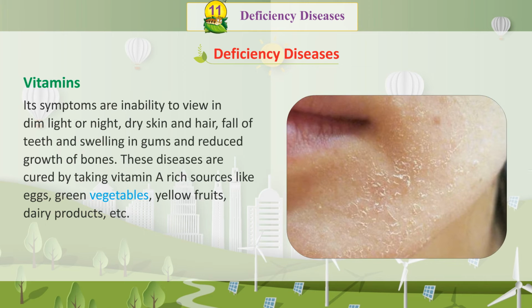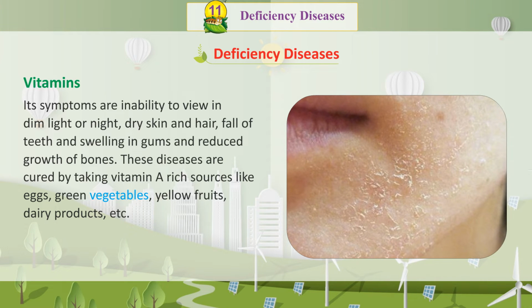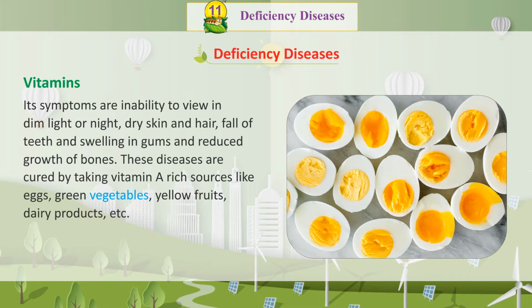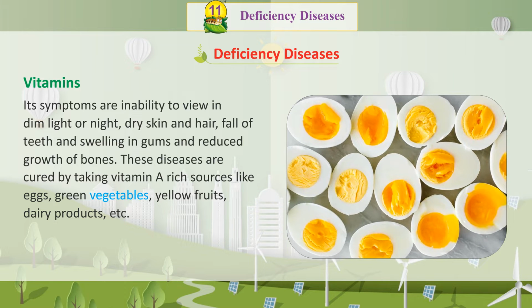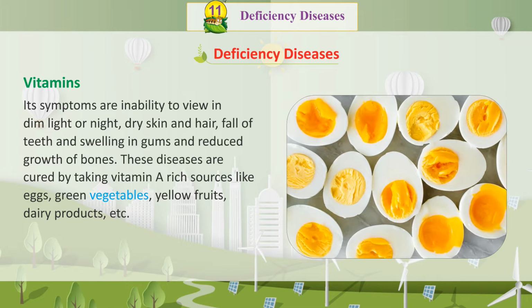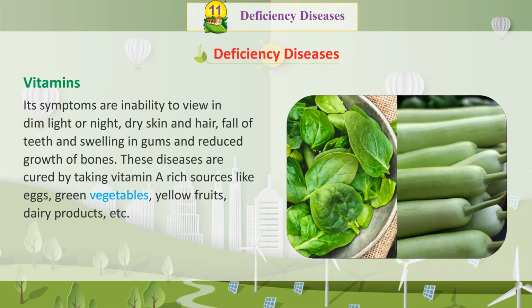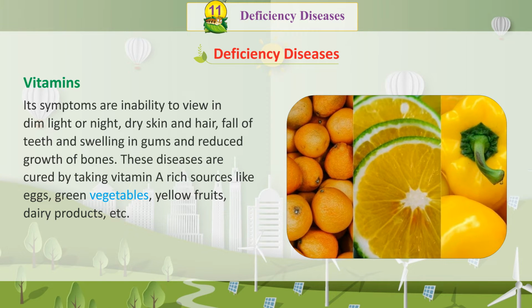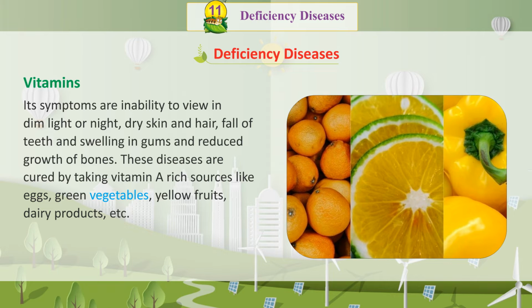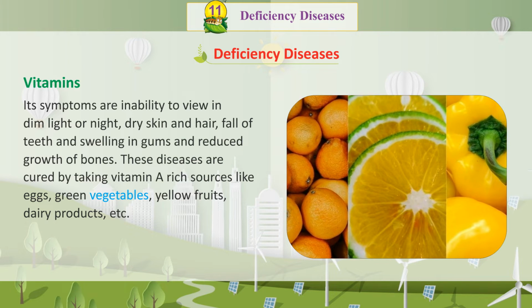Its symptoms are inability to view in dim light or night, dry skin and hair, fall of teeth and swelling in gums, and reduced growth of bones. These diseases are cured by taking vitamin A-rich sources like eggs, green vegetables, yellow fruits, dairy products, etc.